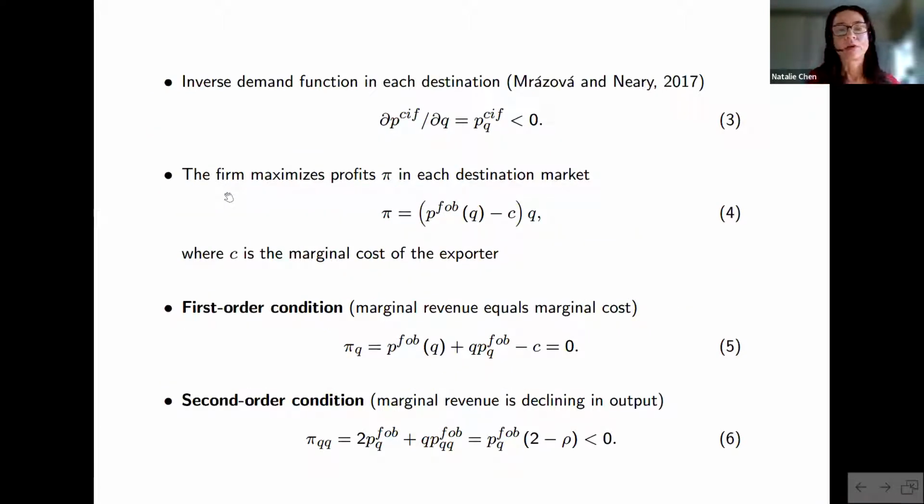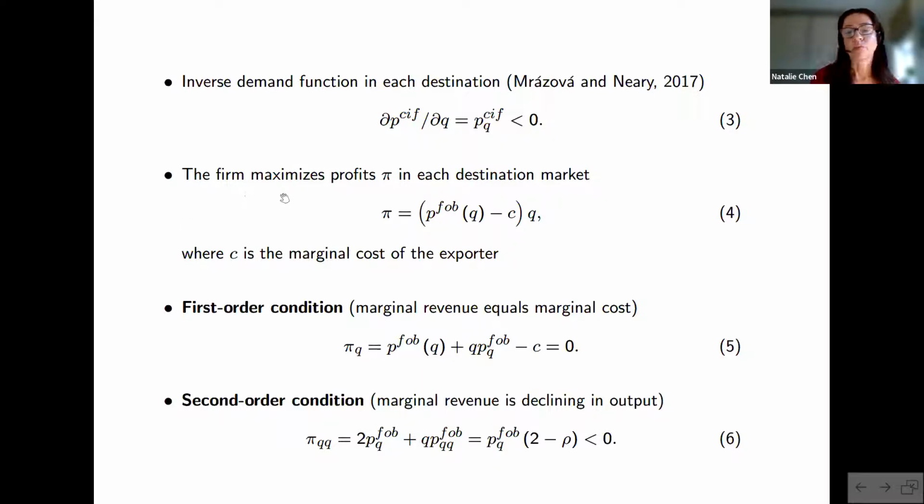In terms of the demand function, we do not specify any functional form for the demand function in each destination country. And then as in Mrazova and Neary, what we do is simply to assume that the inverse demand function in each destination market shows the CIF price as a strictly decreasing function of firm exports. So that's the only thing that we assume in terms of the structure of demand. So the partial derivative of the CIF price with respect to exports is negative.